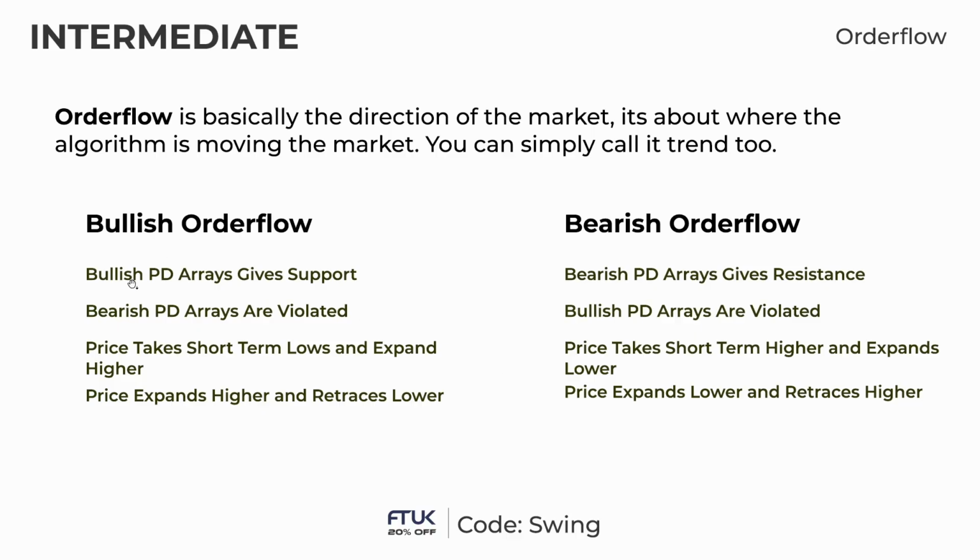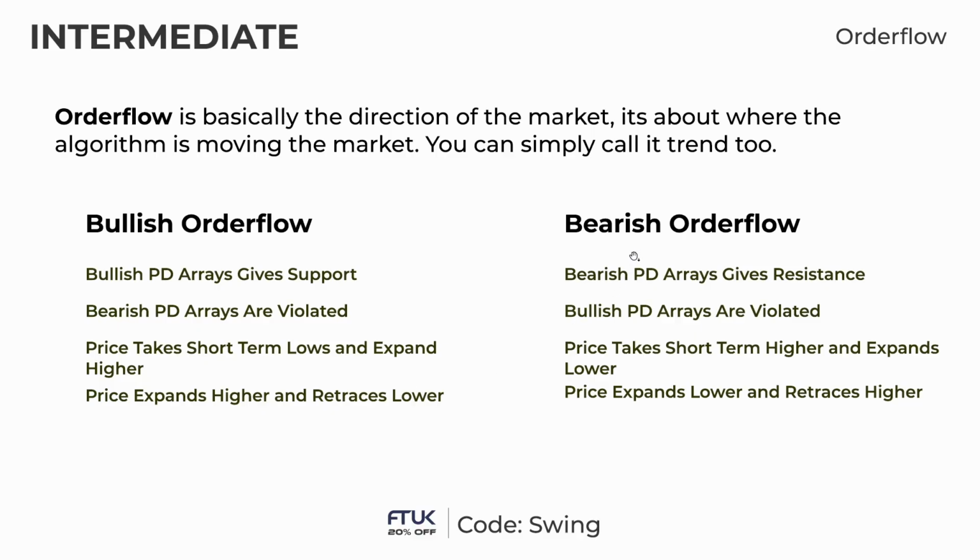So for bullish order flow, the bullish PD areas will be respected and will give support to price. The bearish PD areas on the left side will be violated, and price will take out short-term lows and expand higher. Now, if you don't know what short-term lows are, don't worry, I'm going to explain it later in this lesson. Then price is going to expand higher and retrace lower. What this means is that when price moves up, that move will be explosive, but when it comes lower for the retracement, that move is going to be small.